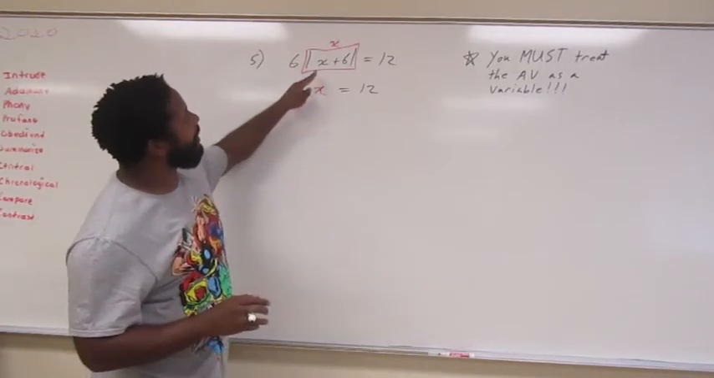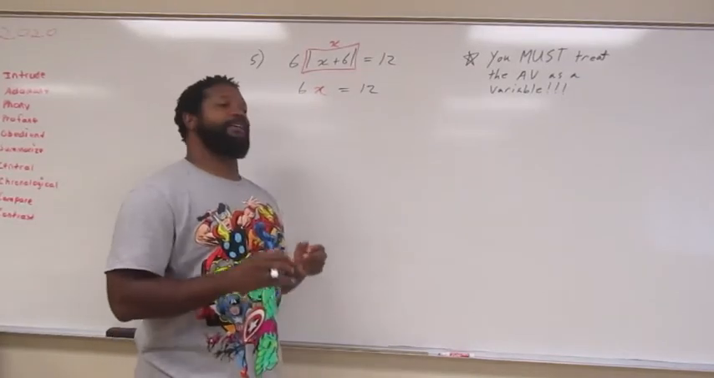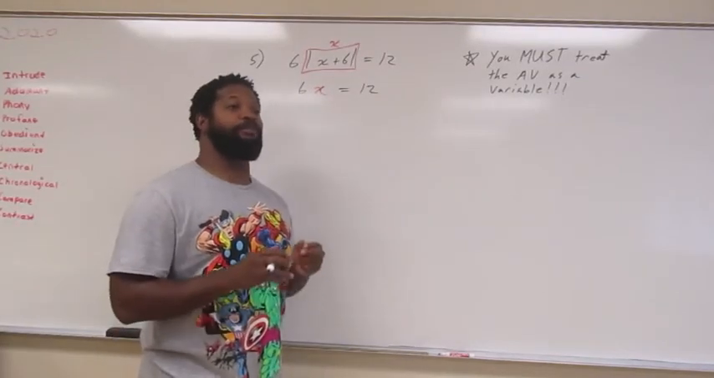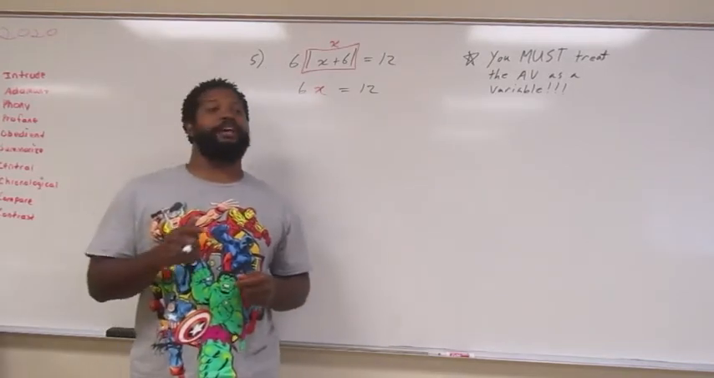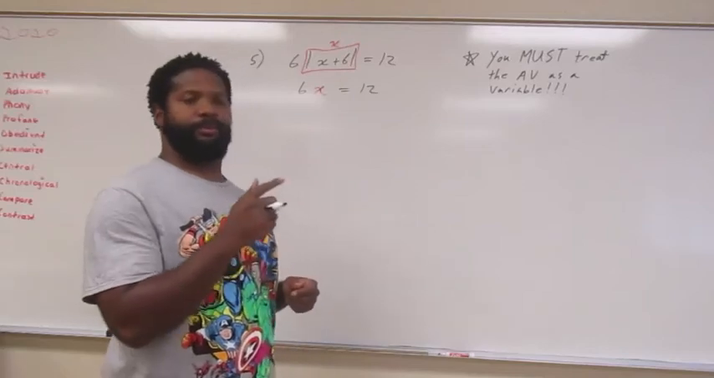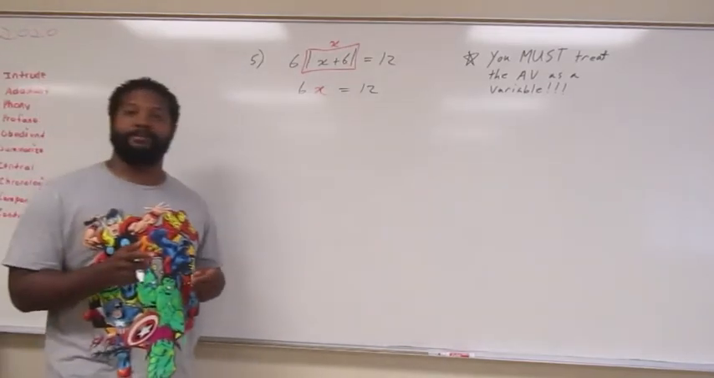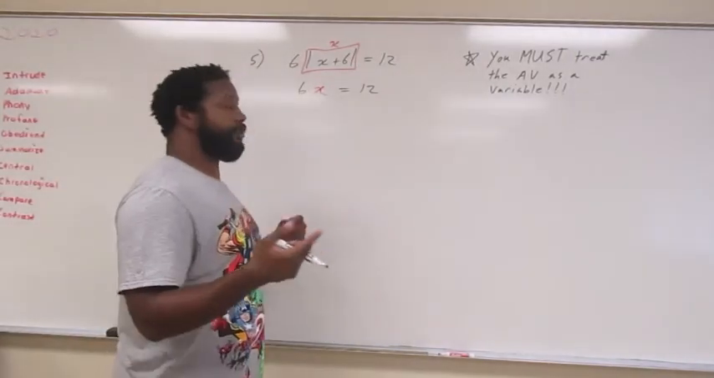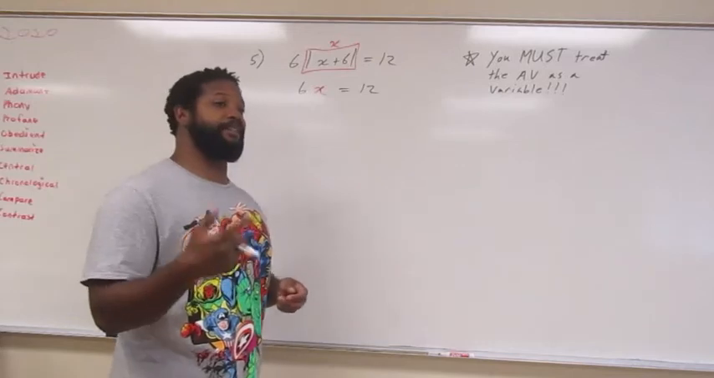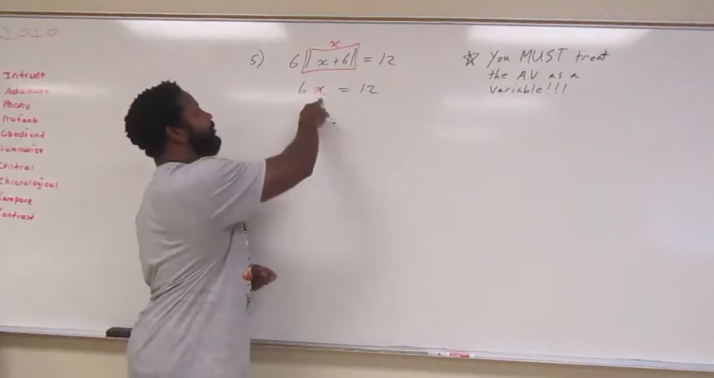I made my absolute value a variable because your main objective is to get your absolute value by itself. As long as your absolute value looks like numbers 1 through 4 on your sheet of paper, then you're able to solve it. But first, you got to get there, okay? And the easiest way to get there, treat it like it's a variable, okay?